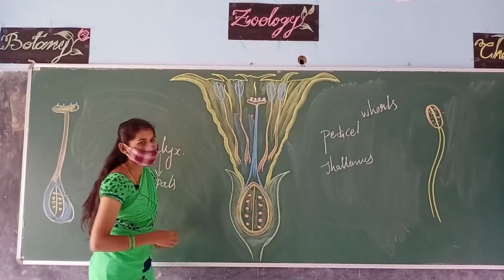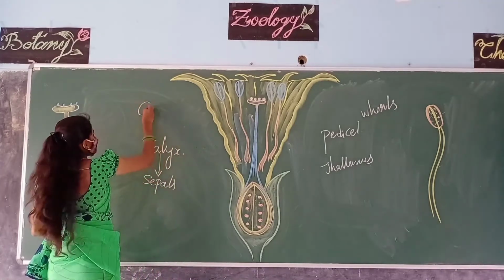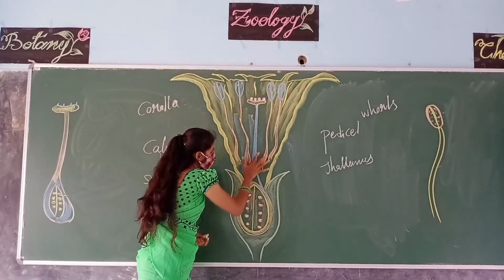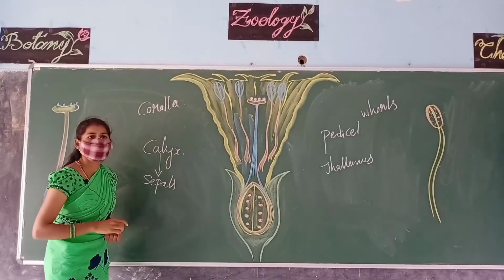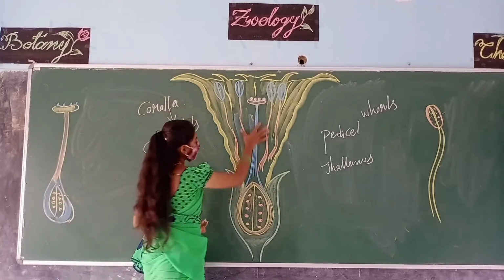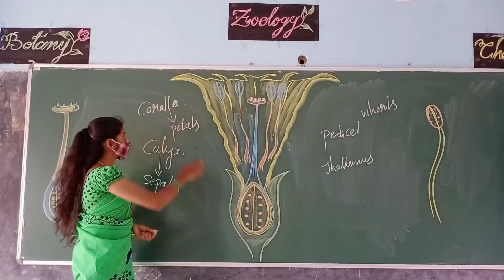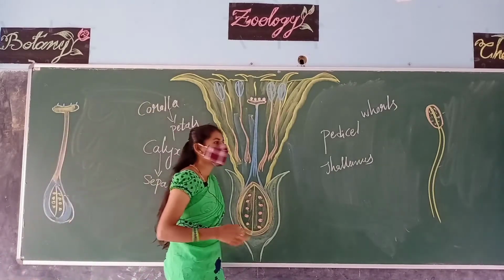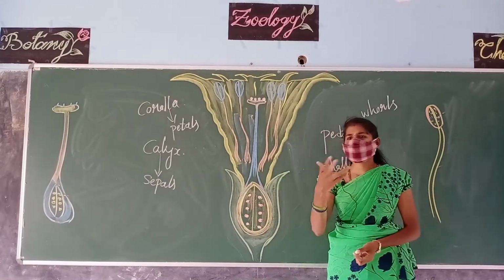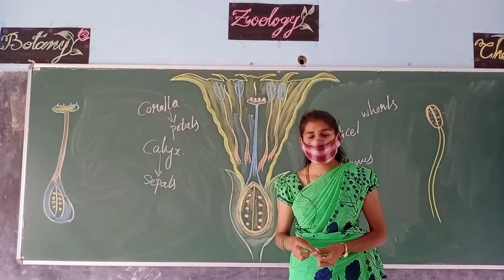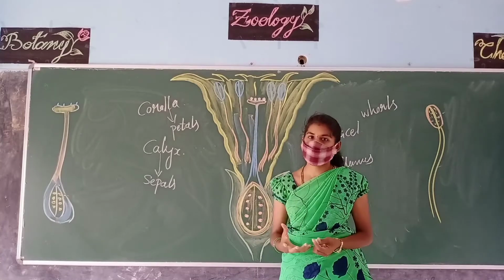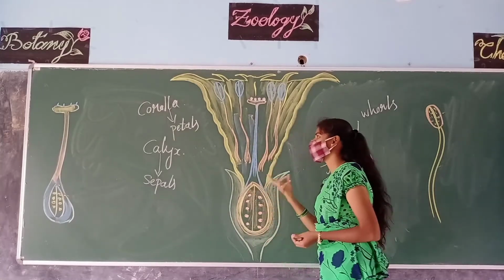Coming to the second whorl, which is known as corolla, right? The entire this part is called a corolla. This corolla is made up of petals. All petals of a flower collectively are known as corolla. We know that petals are bright, dark and colorful, right? The reason is for the attraction of insects, that is pollinating agents, for the purpose of pollination. So these petals are dark, bright and colorful, right? This is the second whorl, that is corolla.